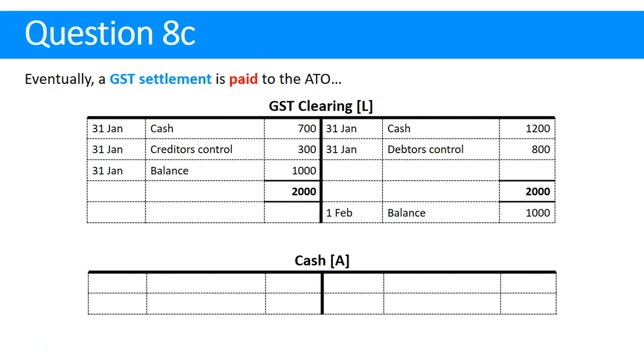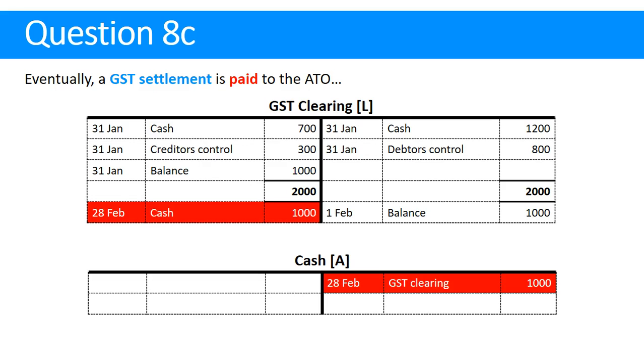So in that case, what would happen is eventually we would pay the government the $1,000, which would decrease our cash asset, and it would actually show up as a debit to GST clearing, as it is going to decrease our liability back to zero. So in that circumstance, a GST settlement payment would actually show up as a debit.